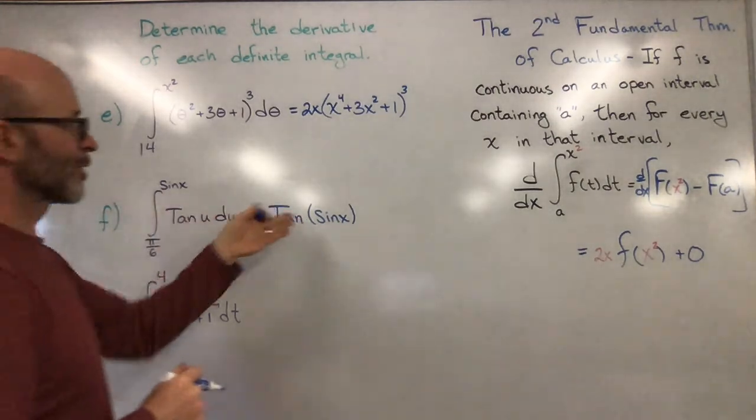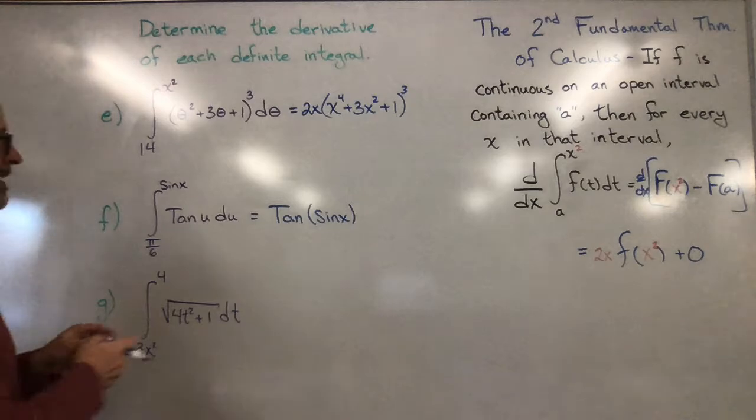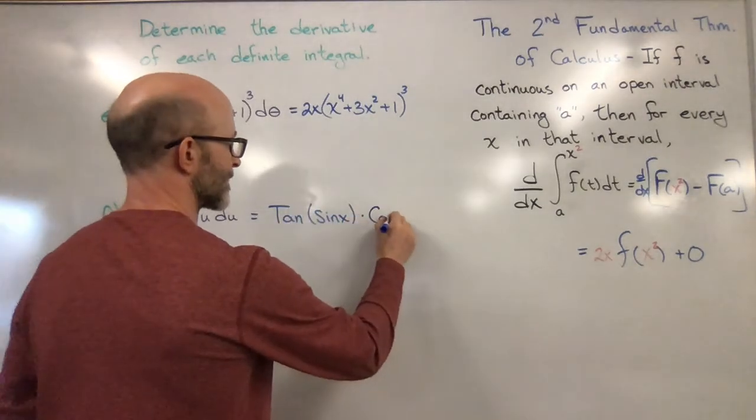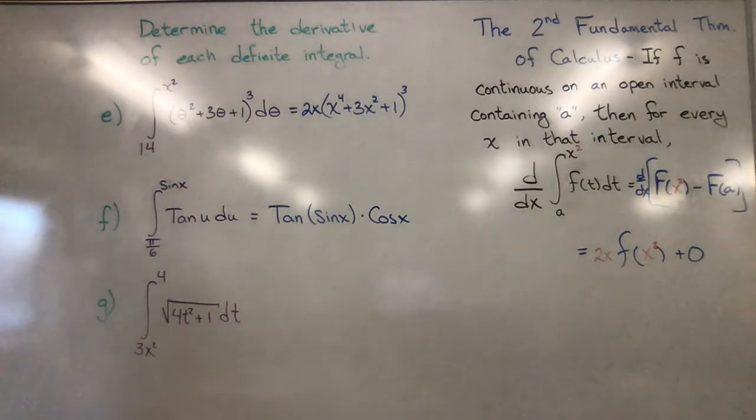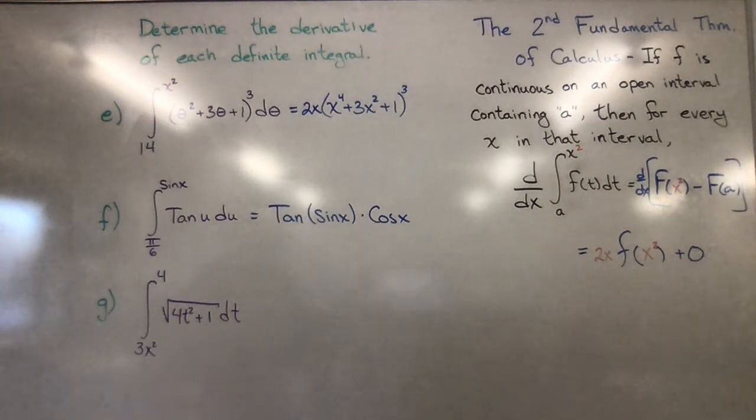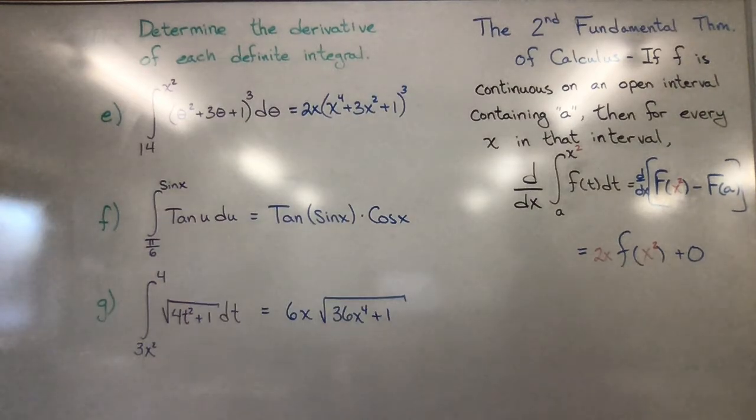When you're doing the chain rule, when you're taking the derivative of this integral, what is the derivative of sine? So go ahead and try and do part G on your own now and see what you come up with. Make sure to square the 3.